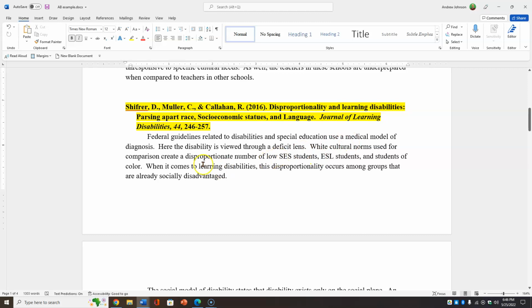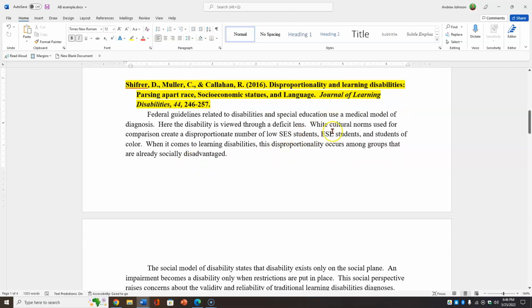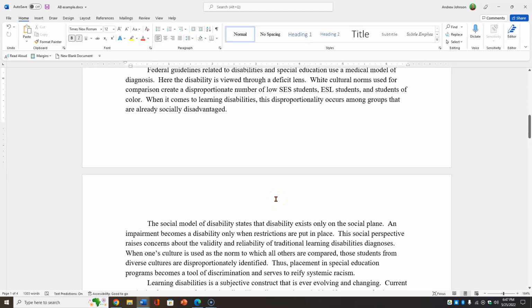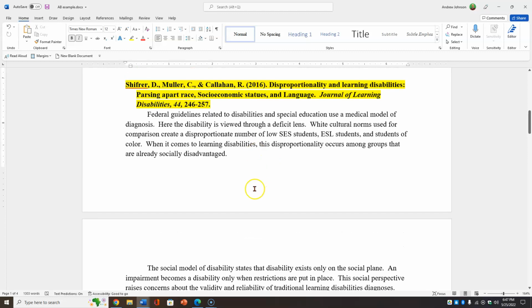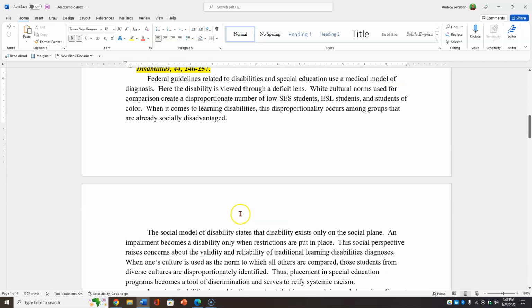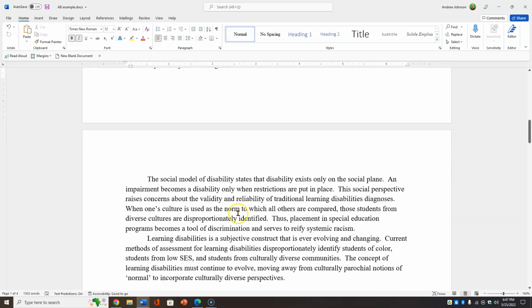Same thing here, and federal guidelines related to disabilities use a medical model. Here, okay, so I'm describing. Sometimes I have to include maybe some information that wasn't in the journal article, just to explain or to help the people understand. My goal, the onus on me, again, is to make sure my reader knows and understands. So I assume that the reader knows nothing.